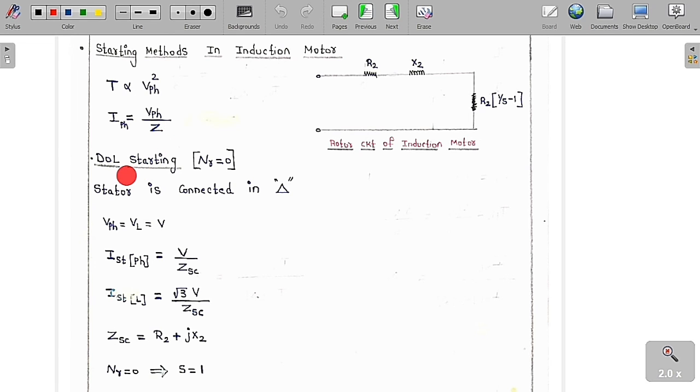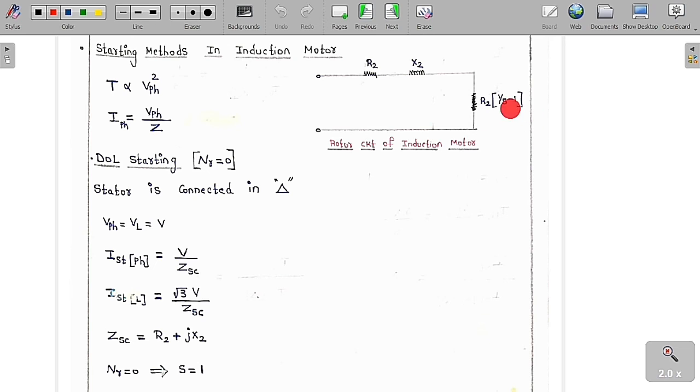Now you will see what is going to happen when we go for DOL starting, or direct online, meaning directly you are going to give the supply. We are going to assume that the stator winding is connected in a delta fashion. So at starting, what is going to happen? NR is equal to 0. The rotor speed is equal to 0. Then what is the value of slip? Slip is equal to 1.